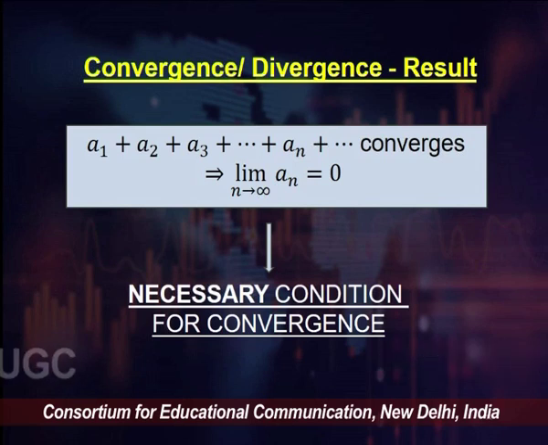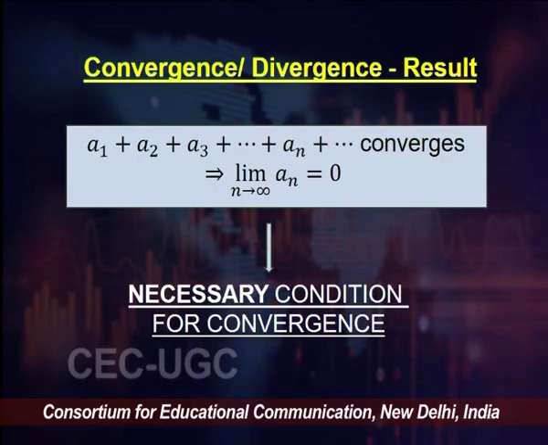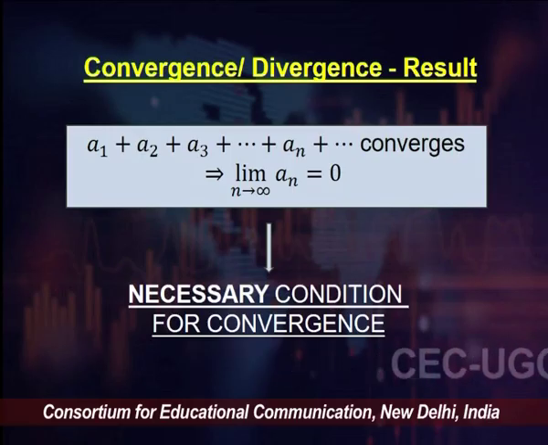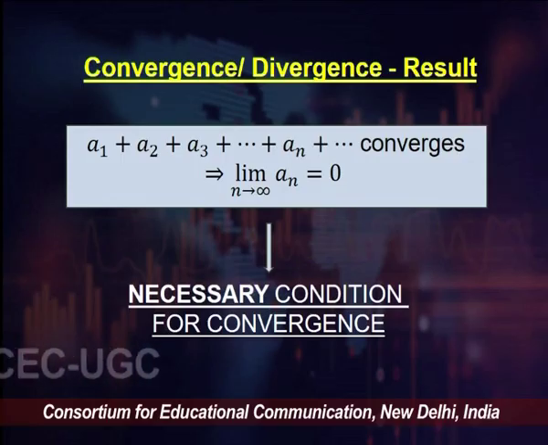But this is not a sufficient condition. So don't use this as a condition. If this is satisfied, if the nth term is 0, don't conclude that the series necessarily converges. It is not a sufficient condition.